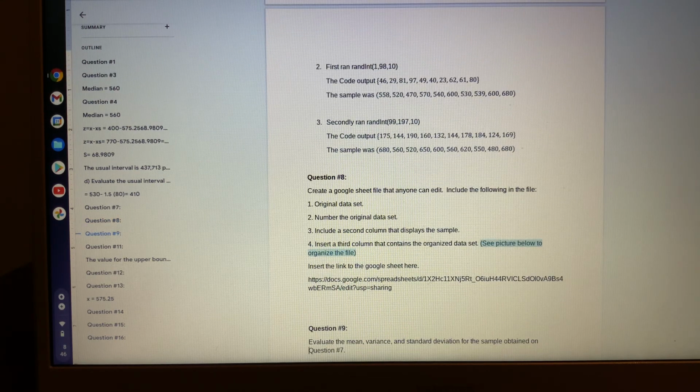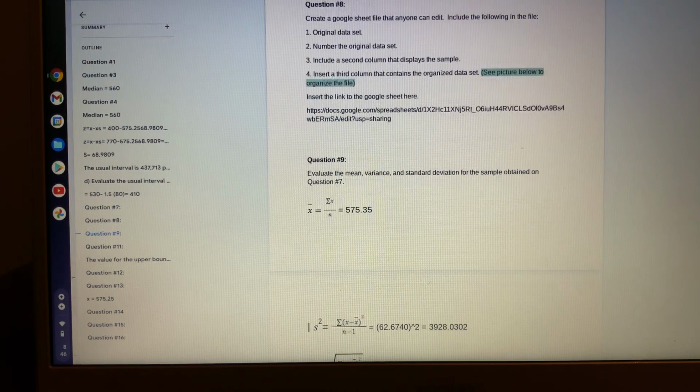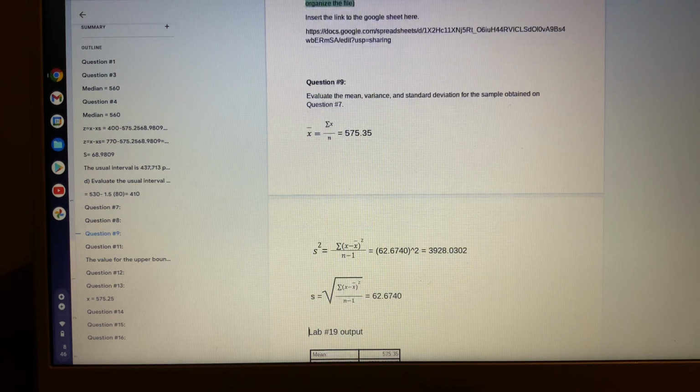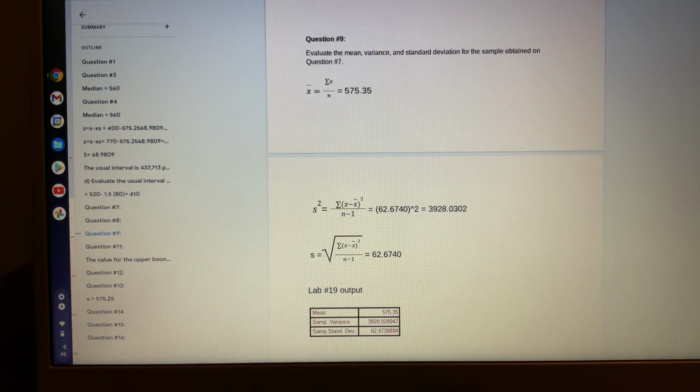For 9, it had asked to evaluate the mean, variance, and standard deviation for the sample obtained, which was the organized sample that I had. And there is my mean, my variance with the proper formulas and the standard deviation. And I decided to use Lab 19 to put in the mean, the standard deviation, and the variance for that sample.